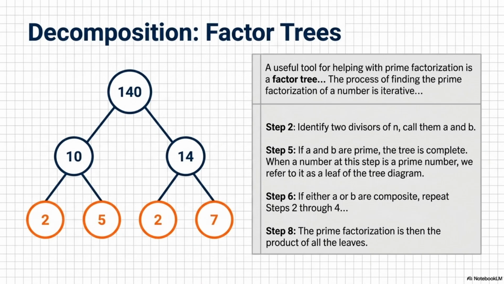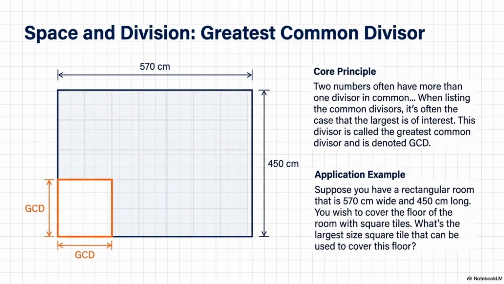So what does this all mean? Now that we have these prime fingerprints, how do they actually help you in the real world? Like, what is the practical application? Well, it gives us incredibly precise tools for organizing space and time, specifically through 2 concepts, the greatest common divisor and the least common multiple. Let's start with the greatest common divisor, or GCD. Which is the largest divisor that 2 or more numbers share.